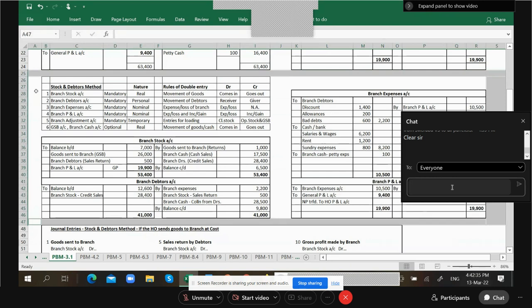So tell me, before I go to the next problem, if any questions are there, please feel free to ask me. Let me explain and then we'll go to the next problem. Yes, we have around 20 minutes before we can say goodbye for today. I would like to do at least one problem today under stock and debtors method. Okay.